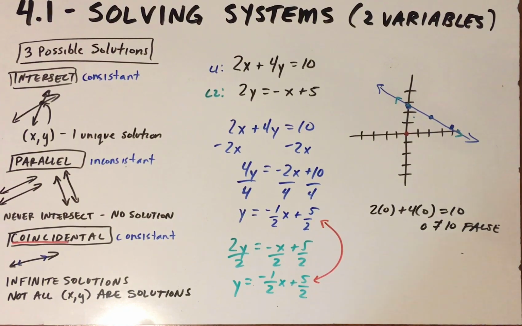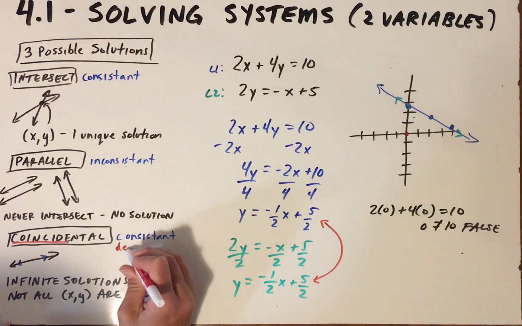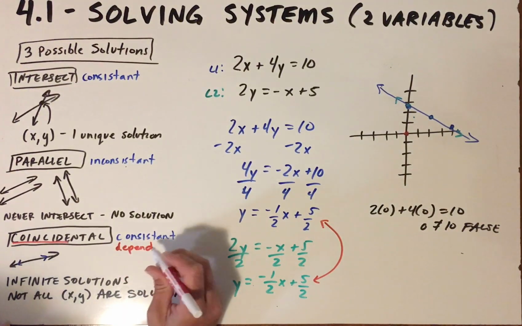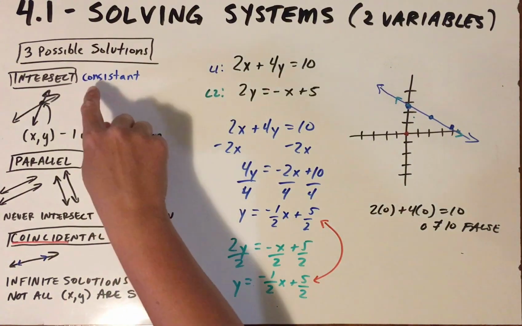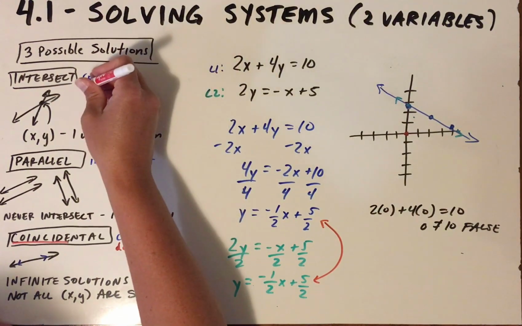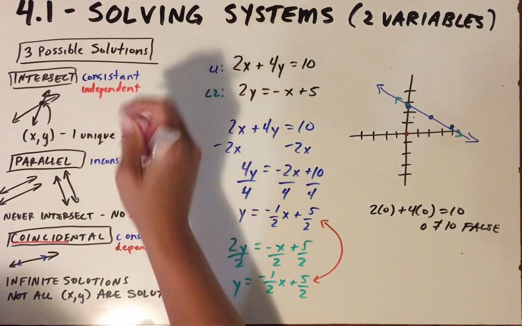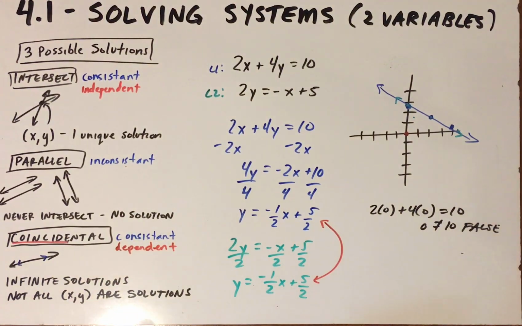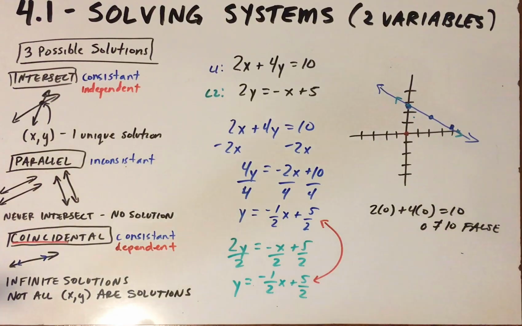So what does that mean? Well, that means that coincidental lines are dependent. But if you look at intersecting lines, I could put them in slope-intercept form and they wouldn't be the same line. So they would be independent. They are their own equation. They cannot be derived from the other by algebraically doing something. So if I put them in one form or the other, they're not going to be the same equation.